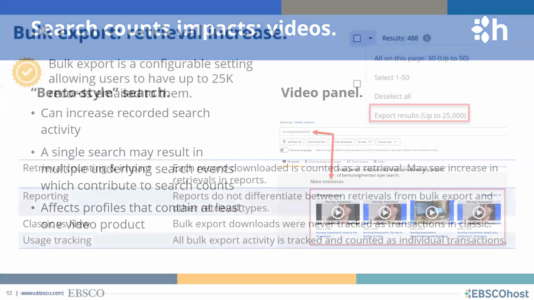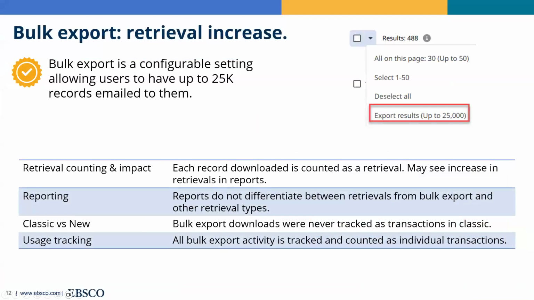Okay, the next thing I wanted to talk about is bulk export up to 25,000. Now, this is a configurable or optional setting. So your library might have this, your library may not. If you do, you'll find a link on the results page that will say export results up to 25,000. Now, it is a bit of a process. A user has to log into their EBSCO account in order to download their bulk records.